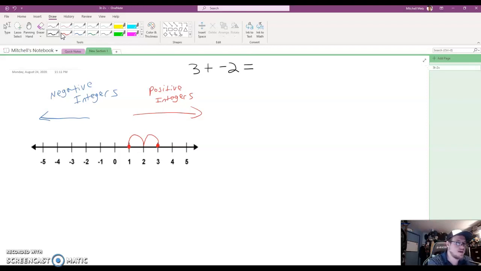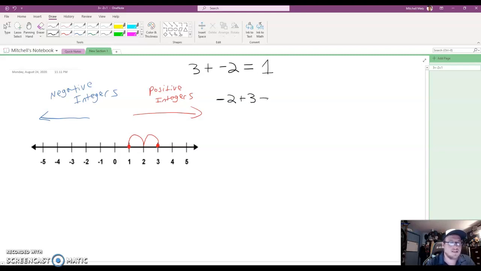So I'll do it in black so it's the same color. So it should be 1. 3 plus negative 2 is 1. Now you may be asking, what happens if I did it in the opposite order? So let's say instead I rewrote this equation, and I had said instead, it was negative 2 plus a positive 3.